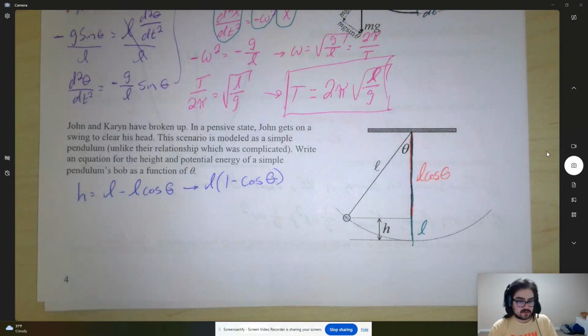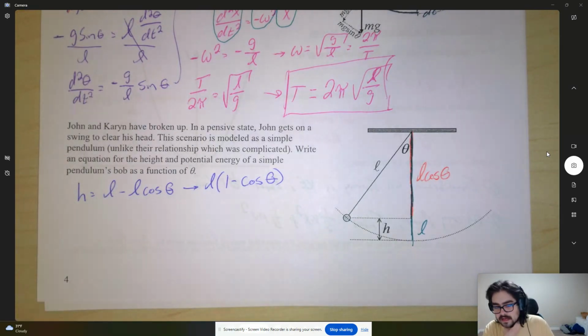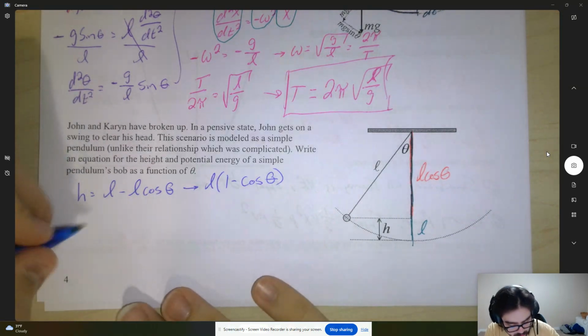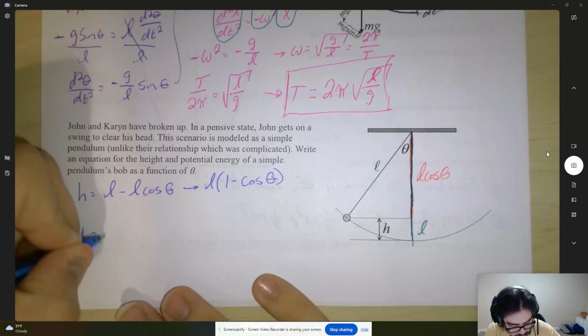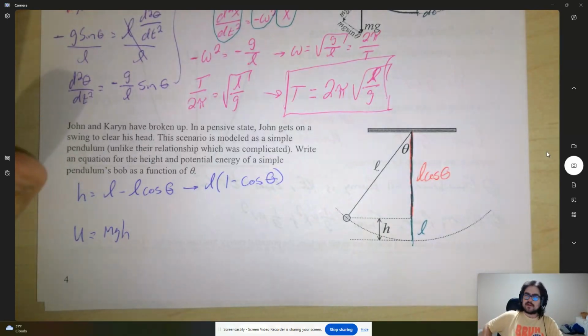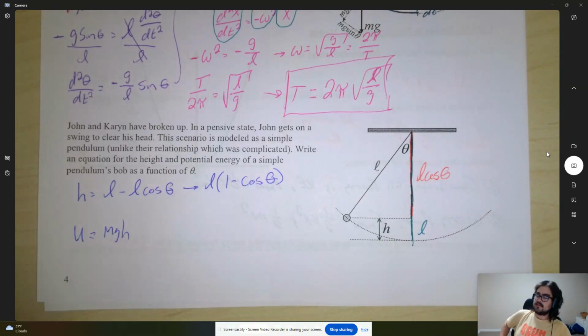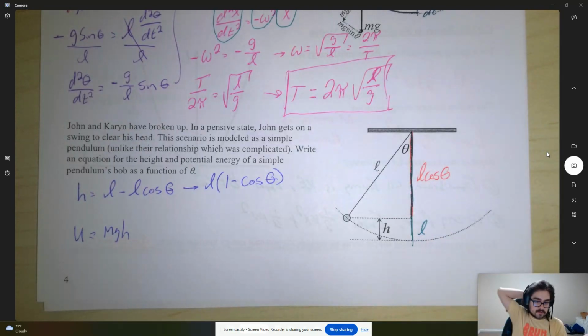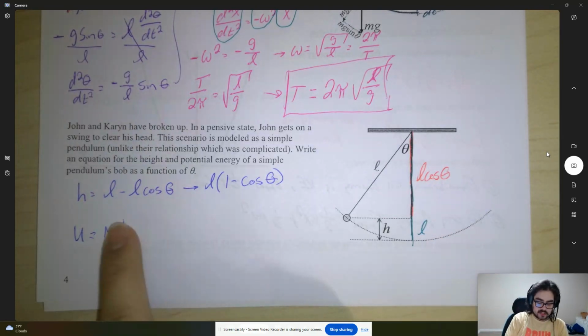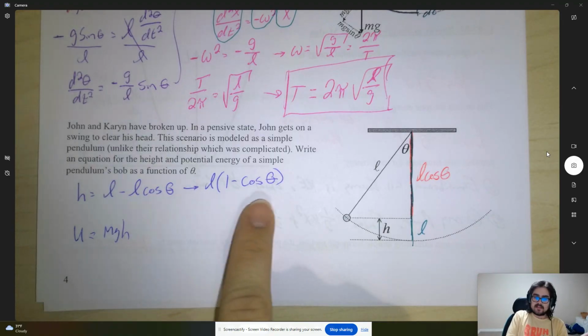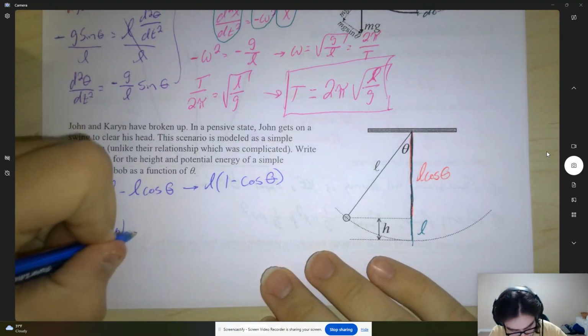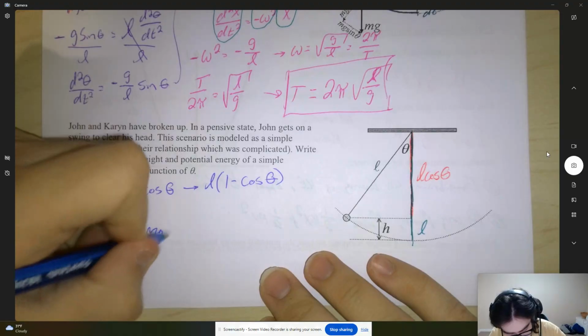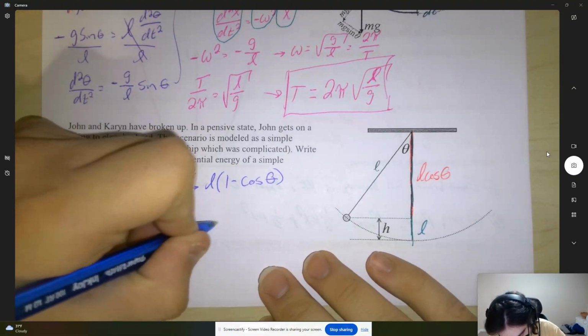To get the potential energy, the potential energy is just going to be mgh. Now, I think last section I said that mgh doesn't even matter in a spring mass oscillator. Yeah, but this isn't a spring mass oscillator. This is a simple pendulum, so mgh still counts here. Well, h is actually L times 1 minus cosine theta, so this is just mgL times 1 minus cosine theta.